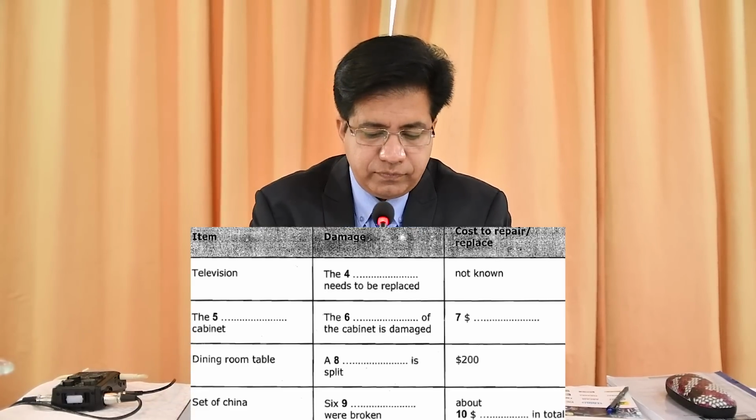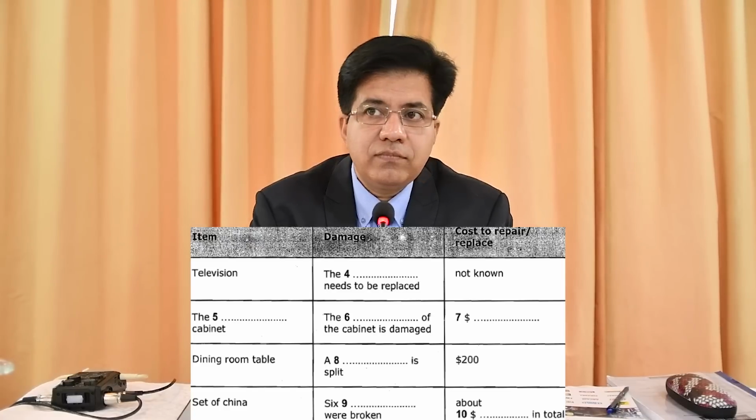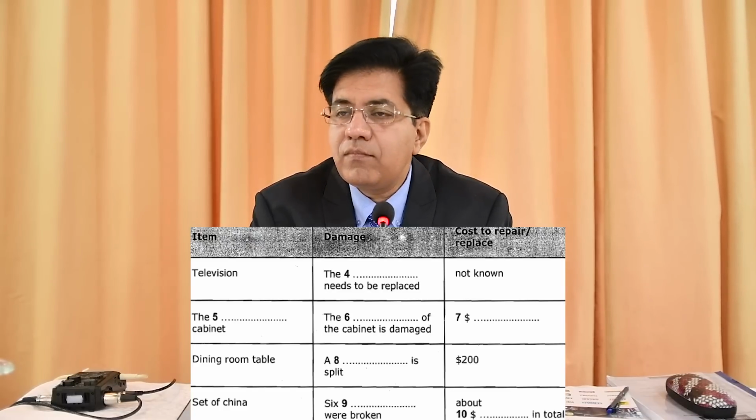The cabinet from the bathroom was damaged as well. It's a lovely cabinet. We use it to keep our towels in.